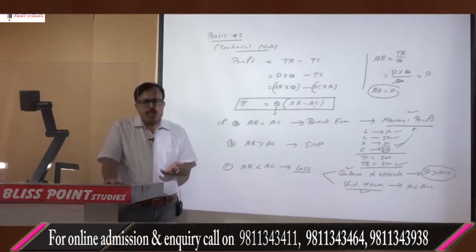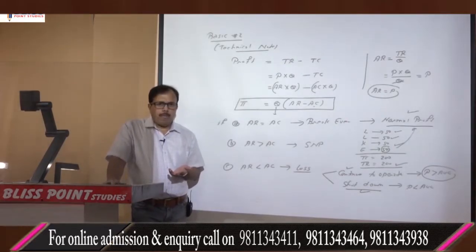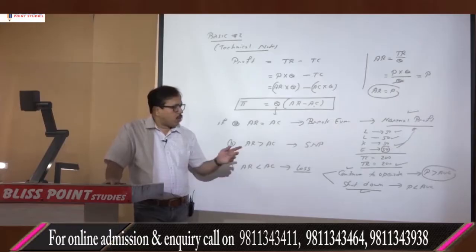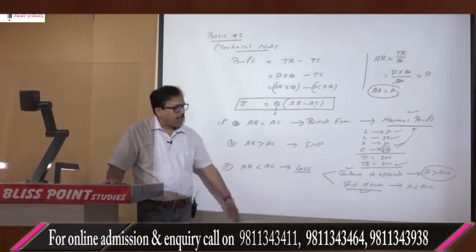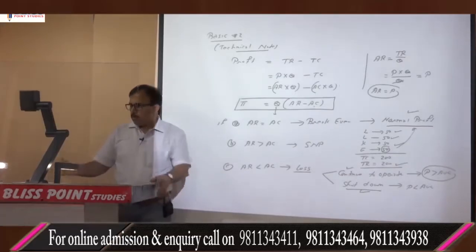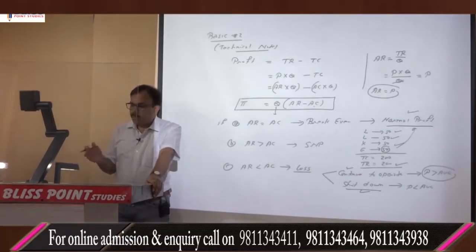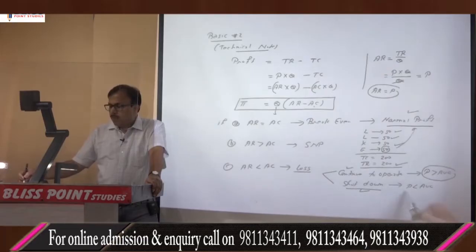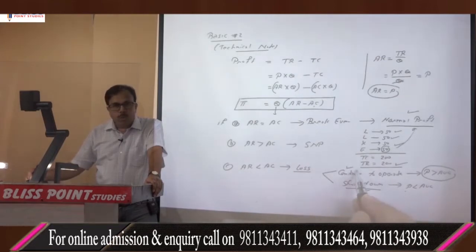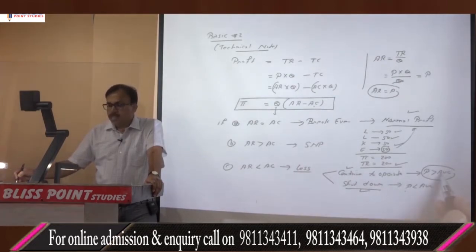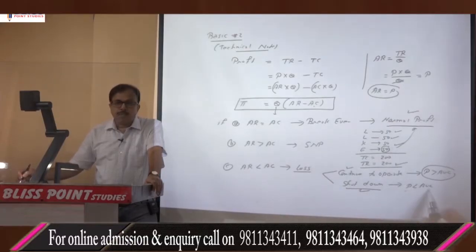Because if there is no production, then there will be no variable cost, and you are not losing money on the variable cost. Price is not enough to cover the variable cost. So I repeat, if there is loss, the firm may continue to operate if price is greater than AVC. The firm may shut down if price is less than average variable cost.